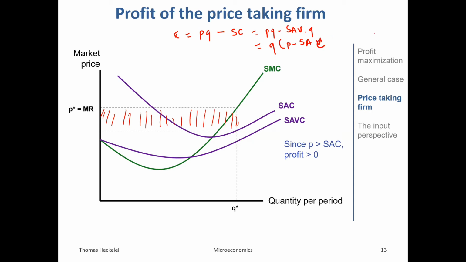And inside we still have P minus SAC, sorry, I made a typo. And this is the area of this rectangle, because here is P minus SAC, and times the length, which is just Q, right? And so long as the market price is above the average cost of the firm, then profit is positive.